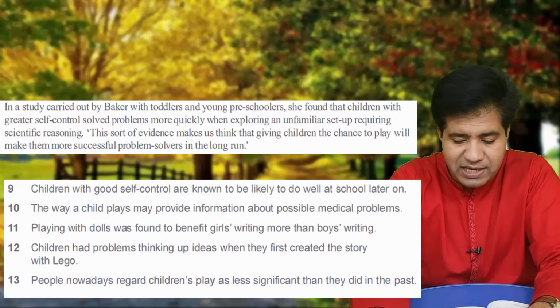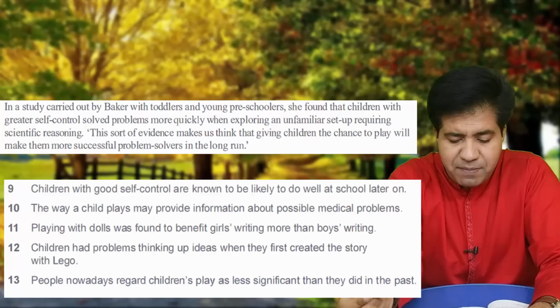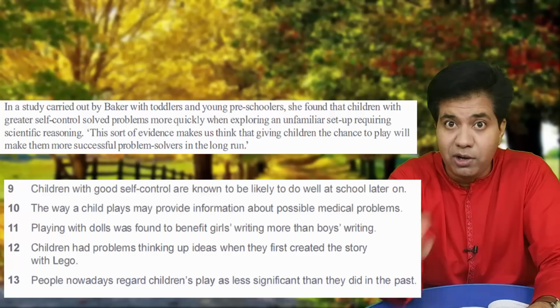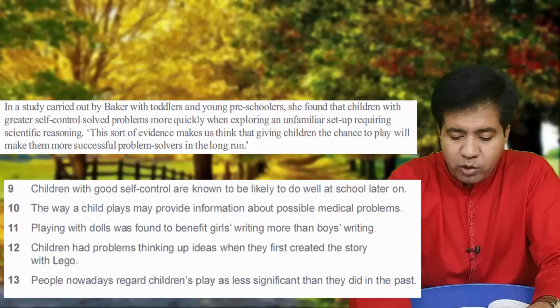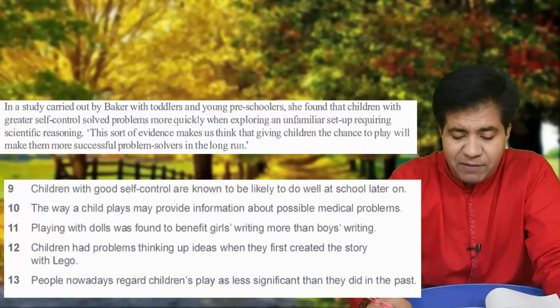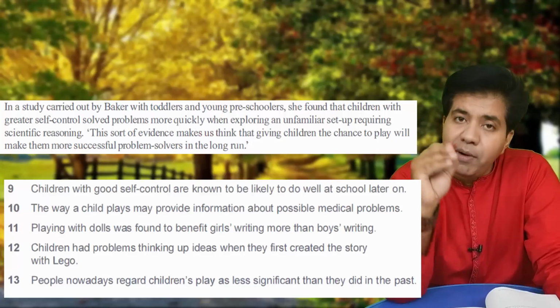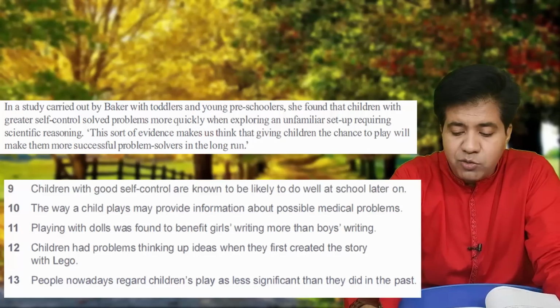I found this word in this paragraph, which you can see right now on your screen as well. Let's read this paragraph together. In a study carried out by Baker with toddlers and young preschoolers, she found that children with greater self-control, see that? Children with greater self-control solve problems more quickly when exploring an unfamiliar setup requiring scientific reasoning. So far, they have not said anything about children with good self-control are known to be likely to do well at school. They talked about children with good self-control, but they did not say anything about are known to be likely to do well at school later on.